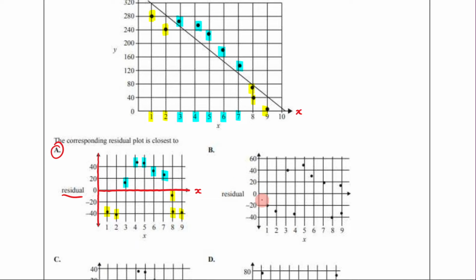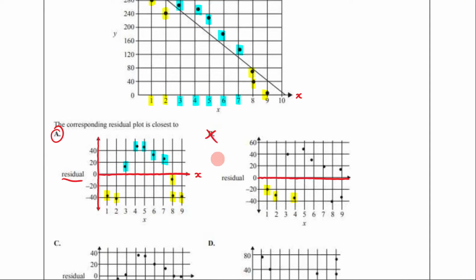Okay, let's come to B. As you can see, there is my x-axis right there. And sure, the first 2 are negative. But then what is this doing here? 4 should be positive because 4 here is positive. So that means we can eliminate B. B is not correct. Then we come to C.